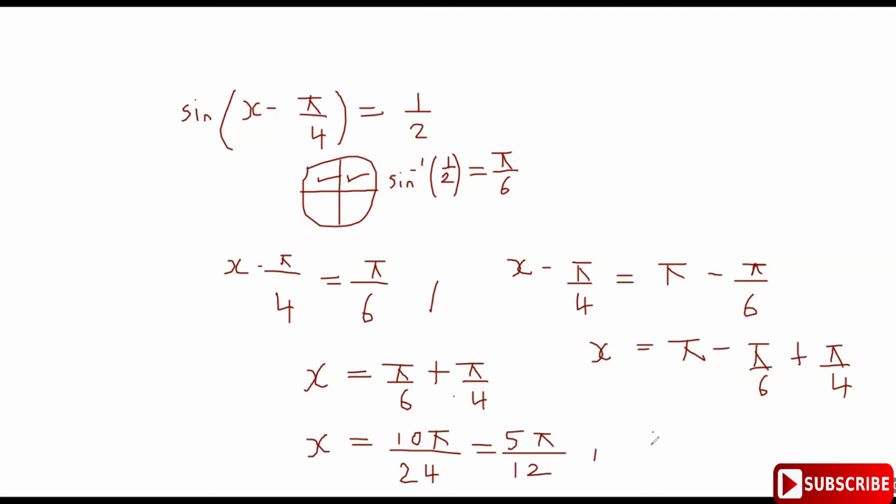Or x can be equal to pi minus pi by 6 plus pi by 4. Pi minus pi by 6 is 5 pi by 6. Let's just work out the fractions here: 1 minus 1 over 6 plus 1 over 4. That is 13 pi by 12. This is one possible answer, 13 pi over 12. That's how we do this question. 5 pi by 12 or 13 pi by 12.